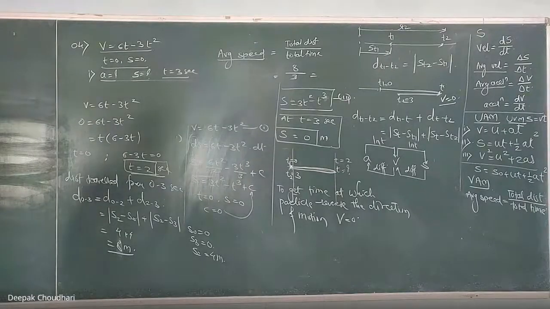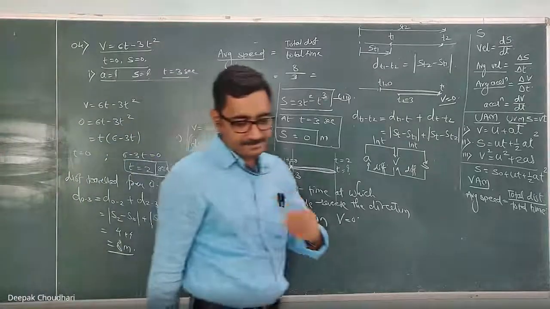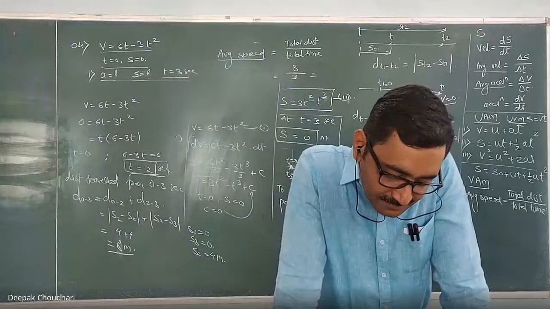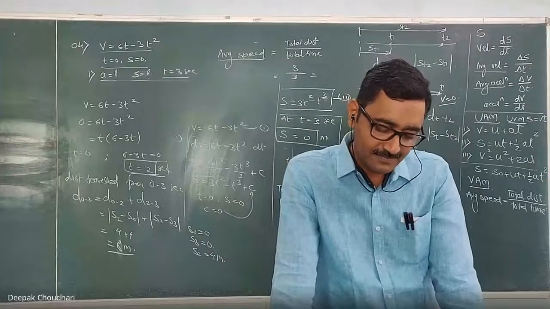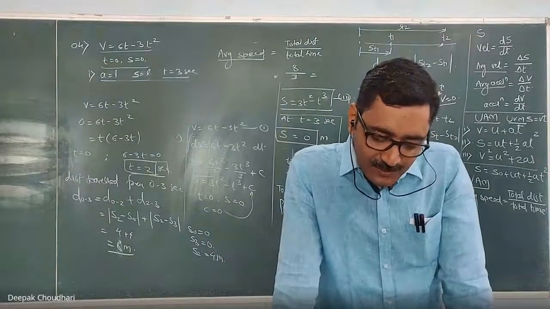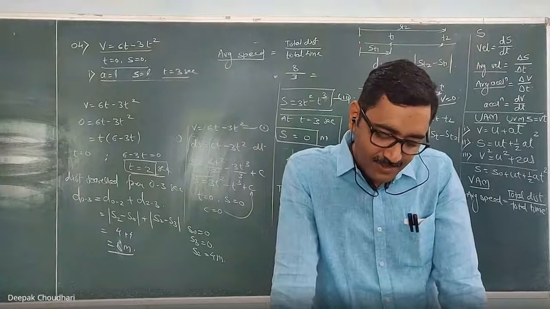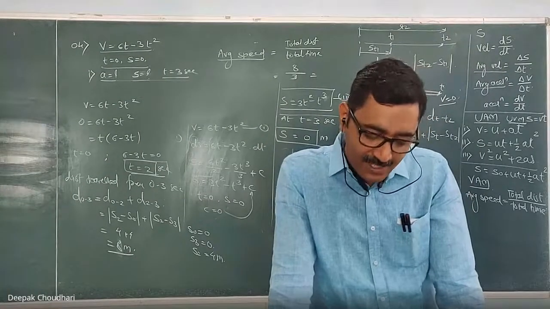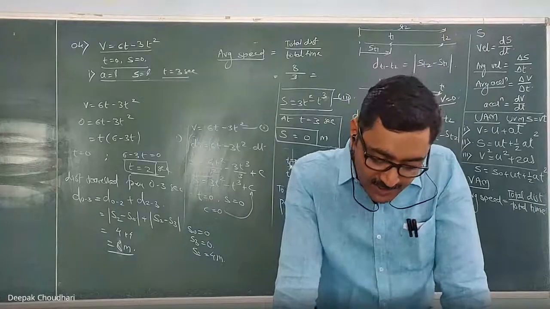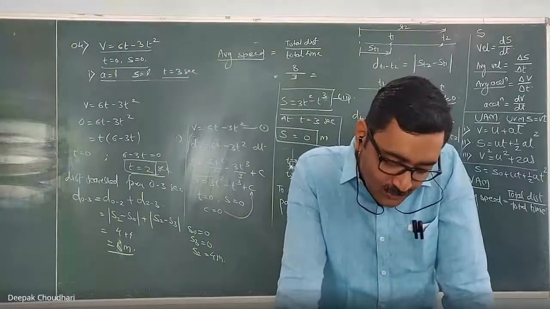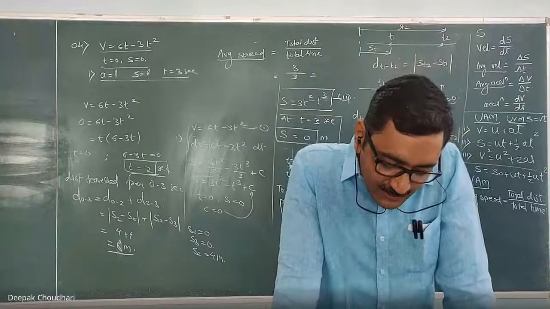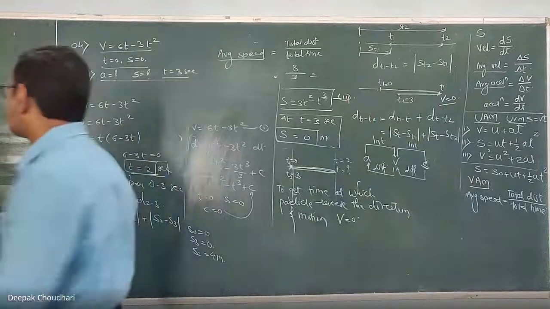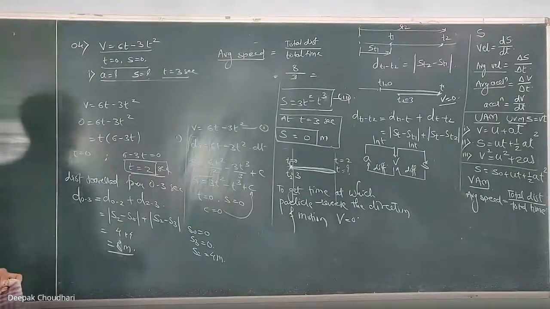Understood? Any difficulty? Seventh sum is also similar. You have to calculate the distance traveled or change in displacement when the velocity changes from 1 meter per second to 3 meters per second. You think and try to solve. Sum 6 is also similar. Now we'll solve sum number 8. That will be the last question on this topic, variable acceleration motion.